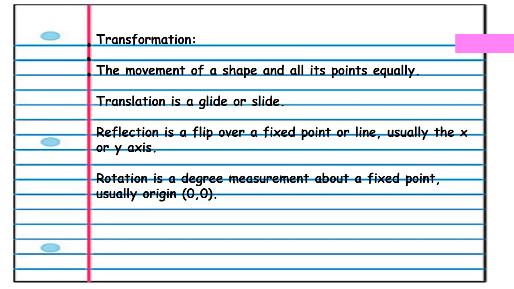A translation is a glide or a slide. A reflection is a flip over a fixed point or a line, usually the x or the y-axis. And a rotation is a degree measurement about a fixed point, usually origin or 0, 0. Think of it as the second hand on a clock, and the shape is at the tip of the second hand, rotating around the clock.